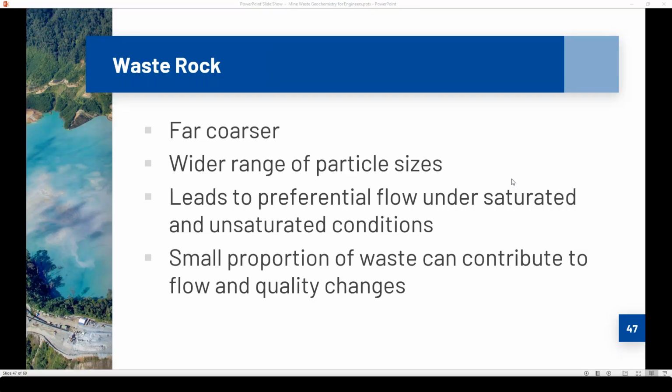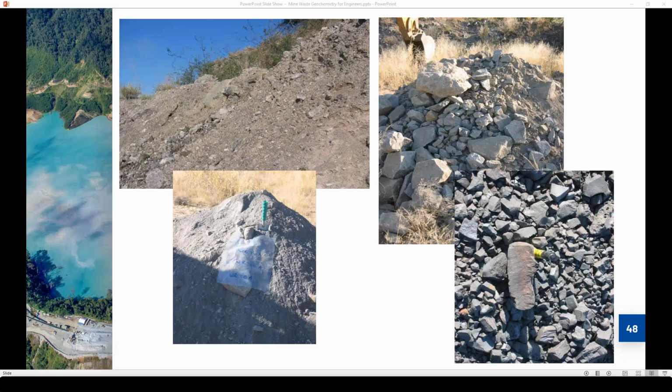So waste rock, obviously far coarser than tailings, a very wide range of particle sizes. Very important for us is that leads to preferential flows under both saturated and unsaturated conditions, and that also gives us different pathways for the oxygen and the water to react with the sulfide containing waste. So there's just an example from one of the waste rock dumps where we've dug a few trenches. We can see it goes all the way from the very fine material from one of the trenches to very, very coarse right next door. So highly variable in a waste rock dump.